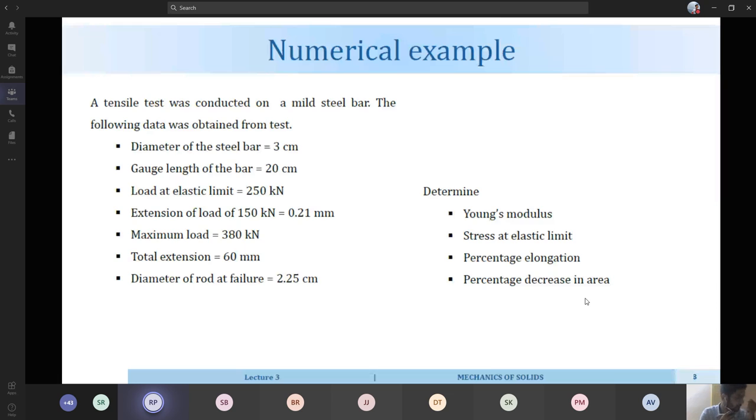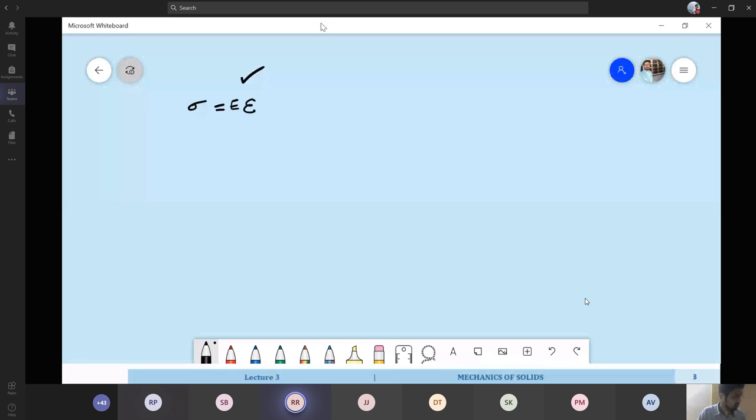Hello Ram. The Young's modulus is 2020952 into 10 to the power 4. Is this Ram or any other person? Any other, sir? Okay, I'm just asking Ram only. Alright, just wait for a minute.